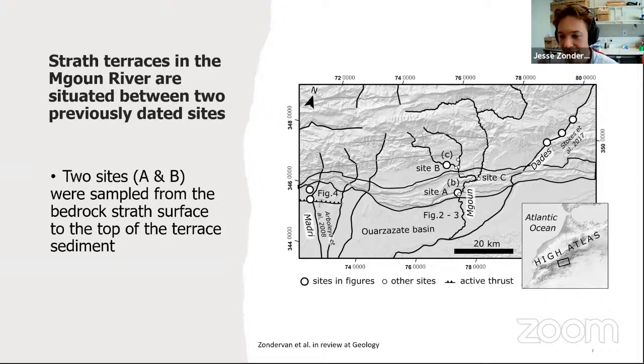Okay. And Martin says that your question highlights the need to date the strath as well as the overlying sediment. Right. Yeah, I agree. Fine. Thank you.